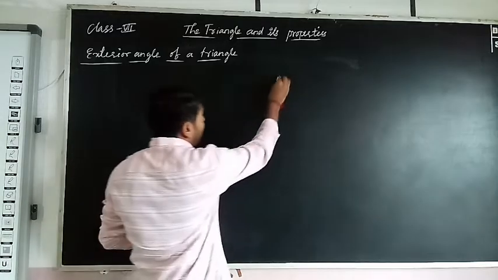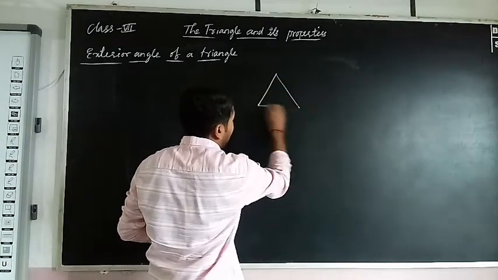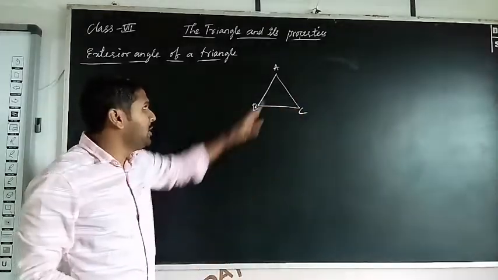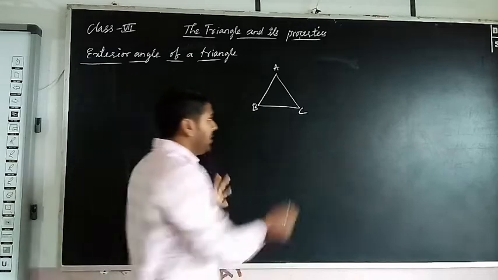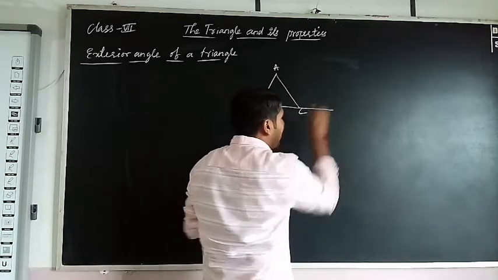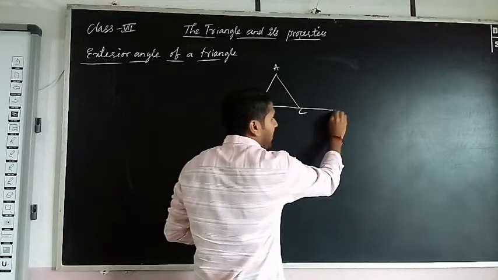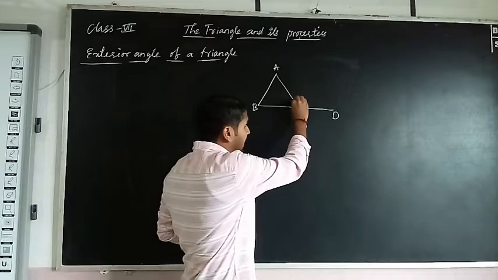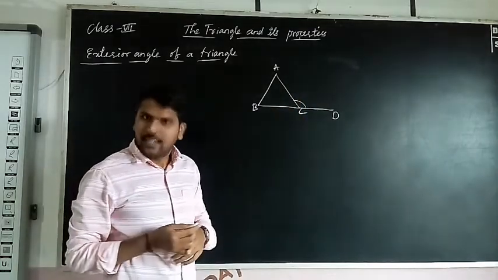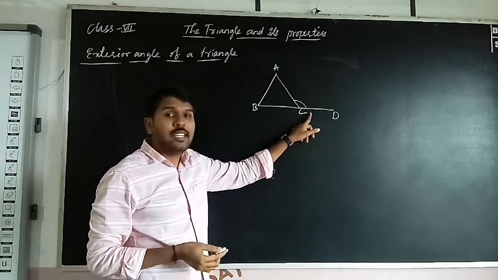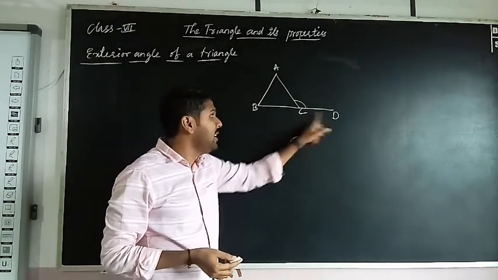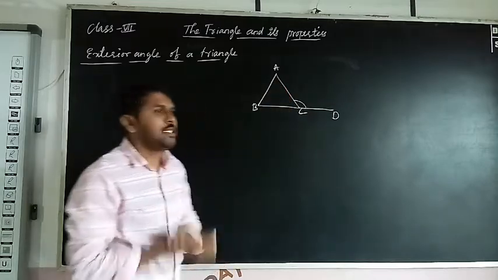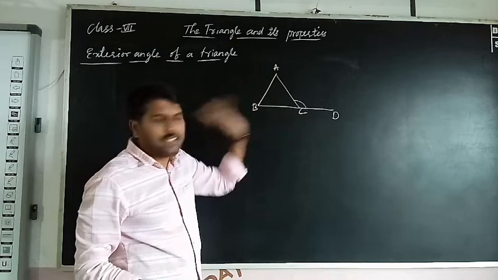So first see here. This is one triangle A, B, C. Now just extend this BC to D, up to D. Can we say this angle is an exterior angle? Yes. So this is an exterior angle. Which angle? ACD is an exterior angle of a triangle ABC. Next, this is triangle and this is exterior angle.